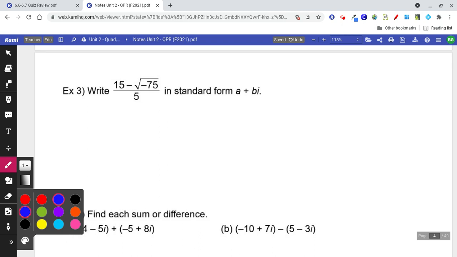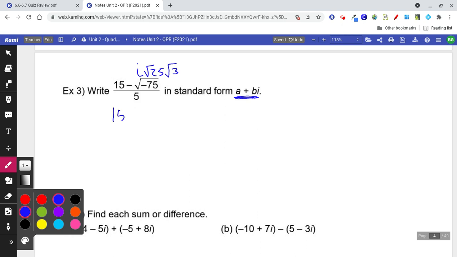Next, write in standard form. If you look at this problem, it kind of reminds me of the quadratic formula. This looks like a quadratic formula problem. So if you ever have to do the quadratic formula and you get this, usually you want it in standard form. Standard form is a plus bi, that means your real number part plus your imaginary number part. So we need to break down the square root of -75. That's going to be i times the square root of 25 times the square root of 3. So the square root of 25 is 5.